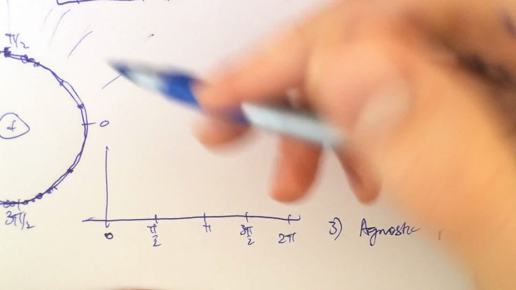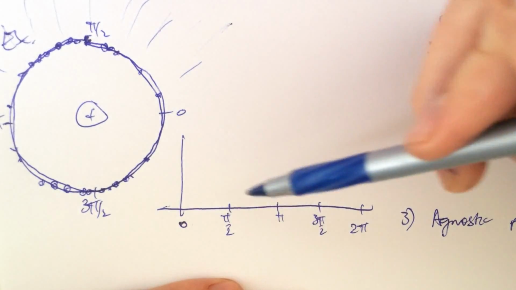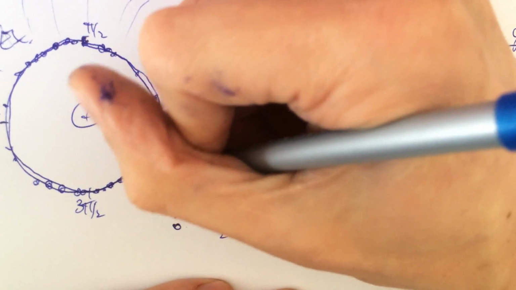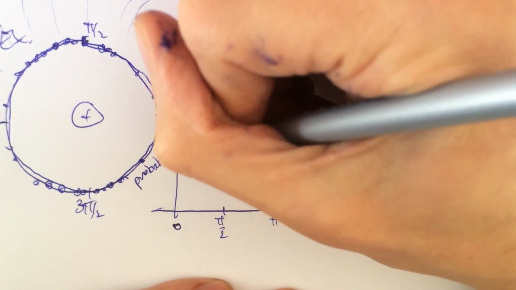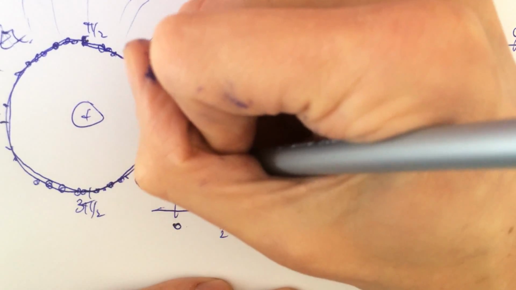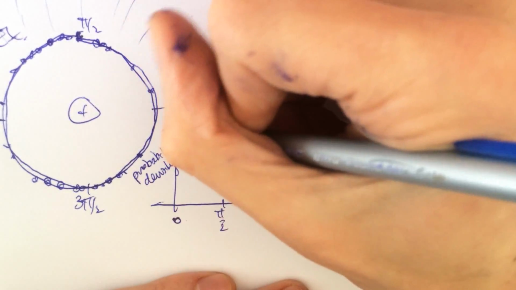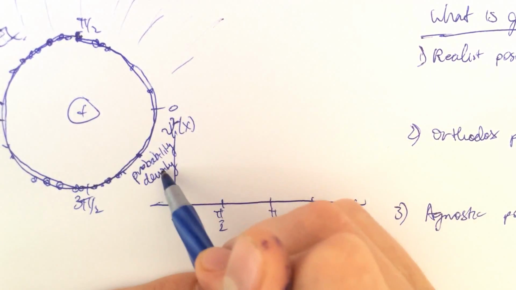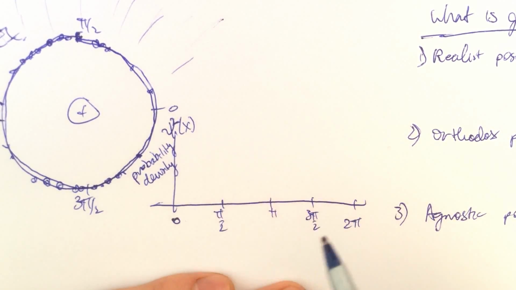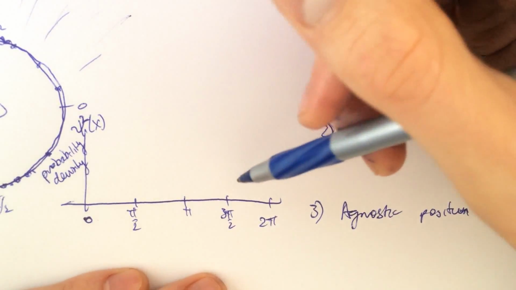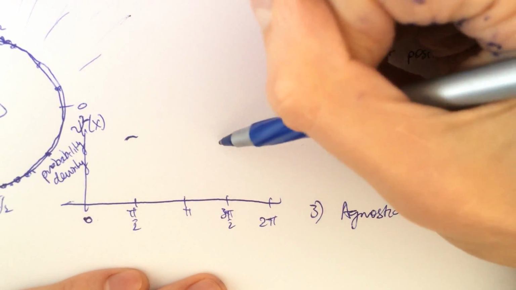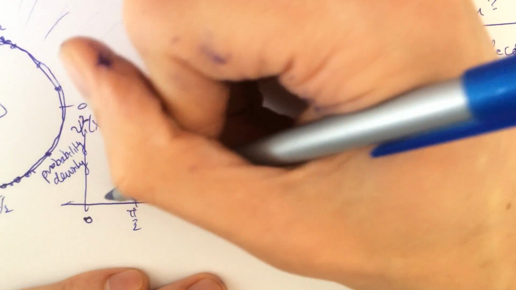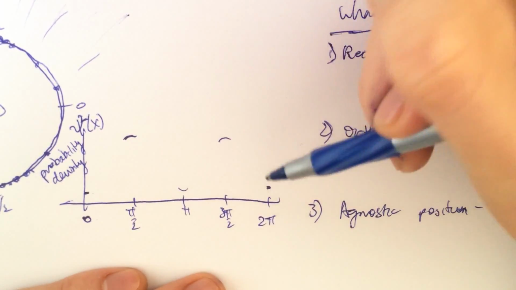You'll notice that if we can say that there's a higher probability, that means that this axis is equal to, say, the probability density. In fact, we're going to call it psi squared of x. Psi squared of x being the probability density on this y-axis. And we can say, okay, it's a higher chance of being at pi over 2 or 3 pi over 2, and a much lower chance of being around pi or 0 or 2 pi.